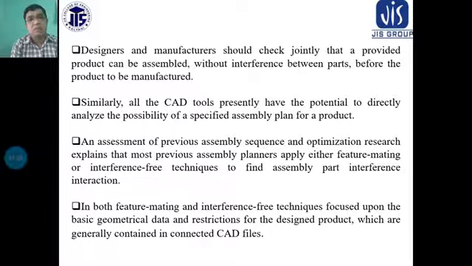Interference interactions come into play in both the feature-mating and interference-free techniques, which focus upon the basic geometrical data and restrictions of the design products, generally contained in CAD files. Suppose you are concerned with positions or interference according to your mating condition, like different gears, or a cam and follower.